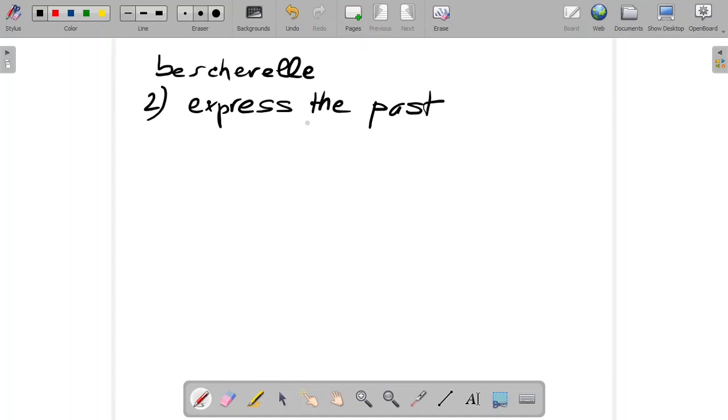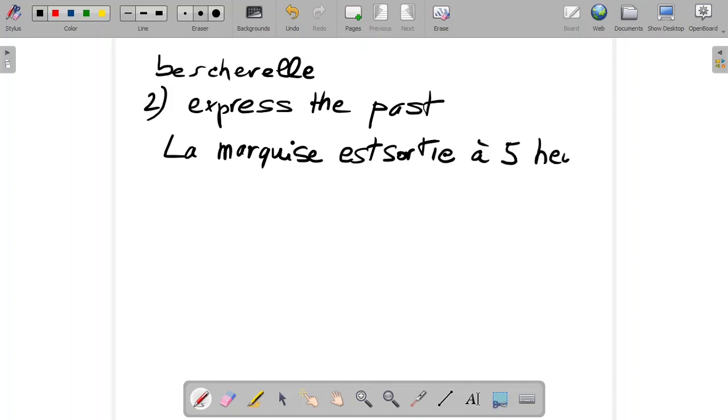You express the past just like le passé simple, the simple past. Okay? So, for example, la marquise est sortie à 5 heures. So this is passé composé here. Here you use est. So the auxiliary is être, because sortir is intransitive, and expresses movement, displacement. So you have to use être as the auxiliary, as explained before, by the way.